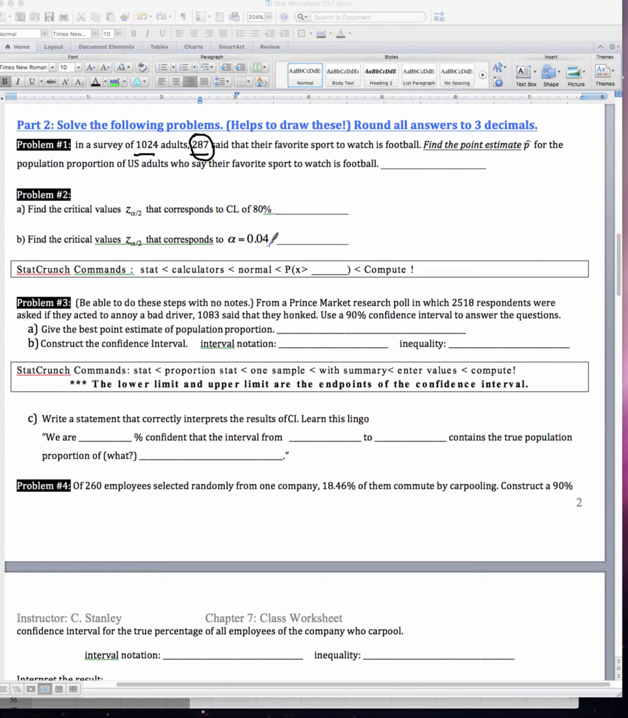Okay, next. Find the critical value. Alpha is 0.04. So if alpha is 0.04, we need to find alpha divided by 2, which will be 0.02. So you need to go back to your normal calculator, and this needs to be 0.02. The mean needs to be 0 and the standard deviation needs to be 1. That shade needs to be 0.02. So you guys could do that. Okay, so be able to do the steps with no notes. You have to be able to do these with no notes.